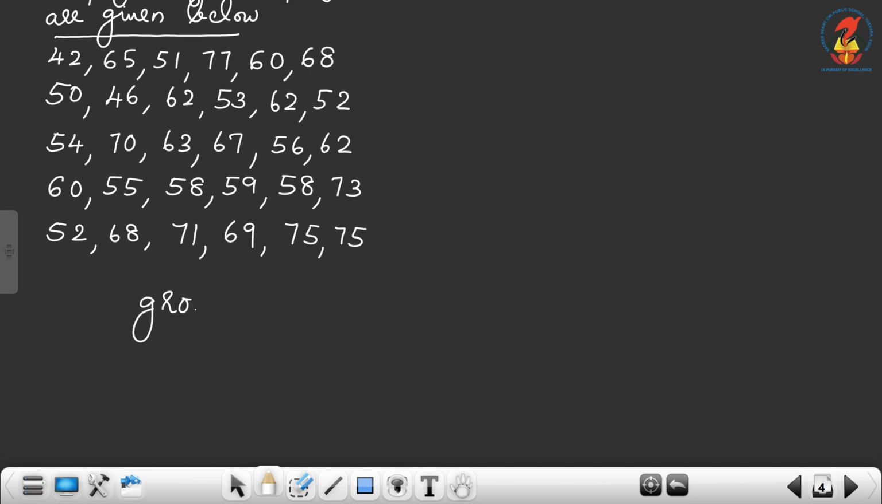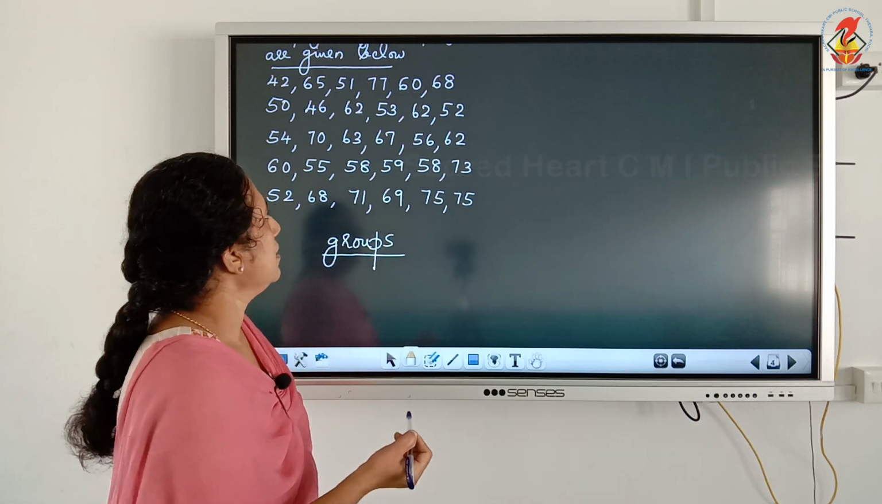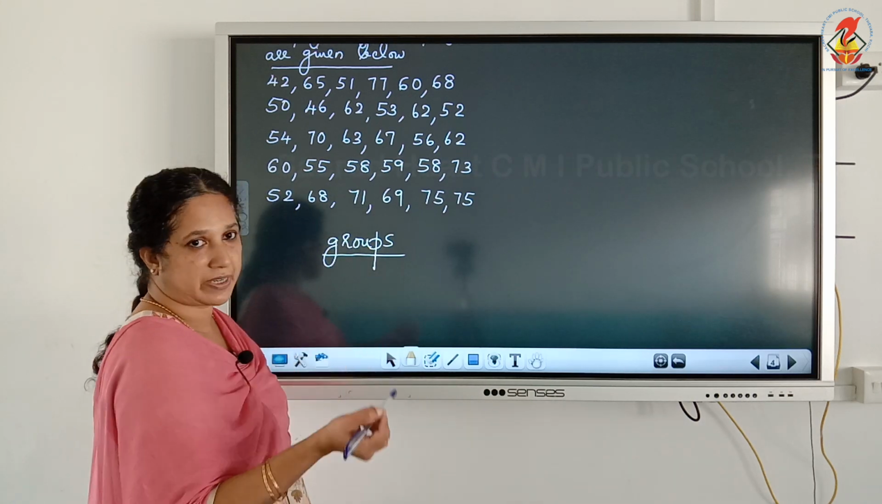We have to make groups. That means the data should be divided into different groups. Now we can look into how we can make it into different groups.